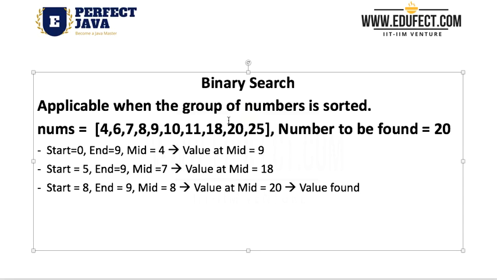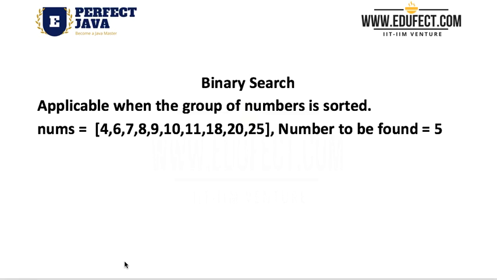Why do we call it binary? Because we are continuously making our consideration set half. So every time when we check for the mid, then we look either at the left or the right. So the set we are finding the value in goes down by half every time, and we found the value. Let's look at one more example.